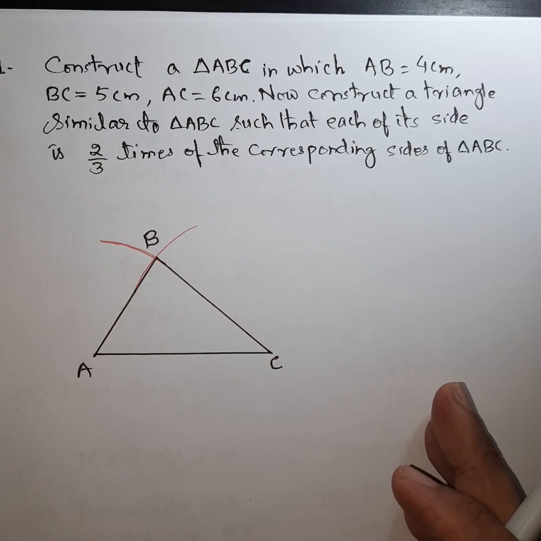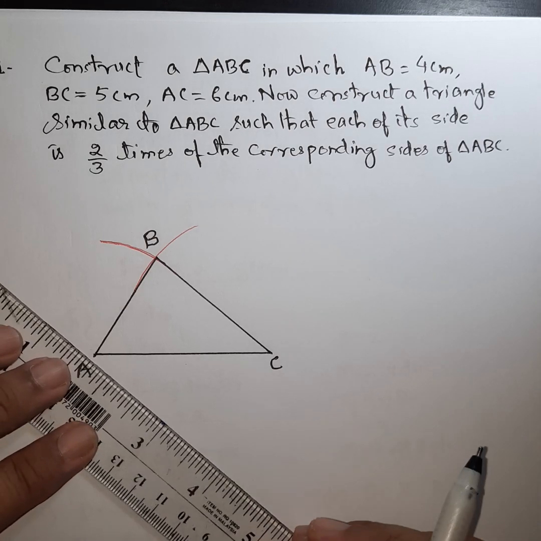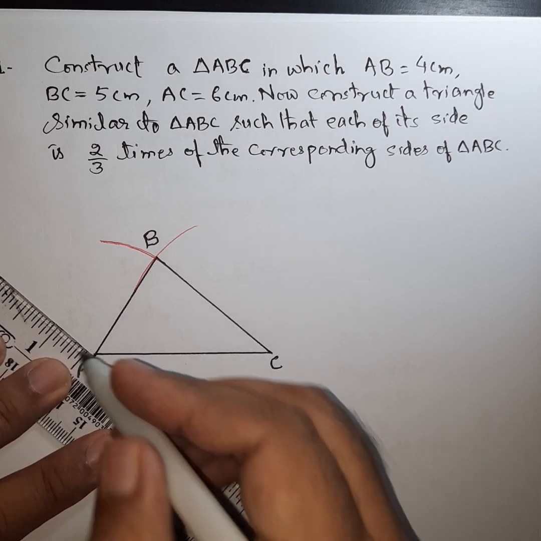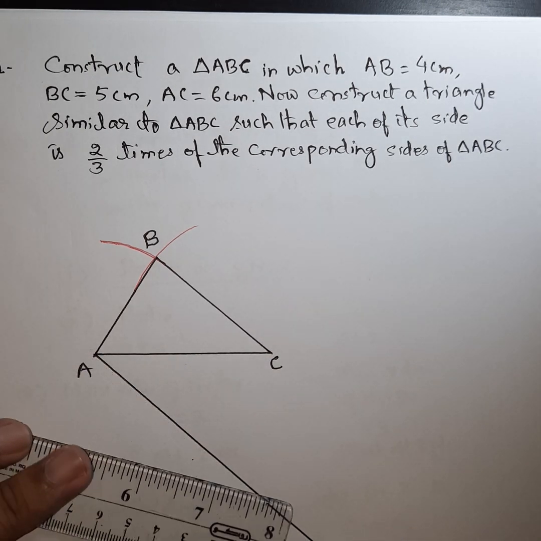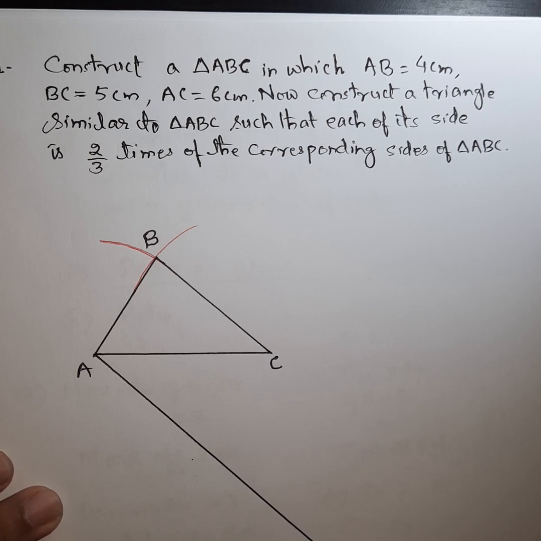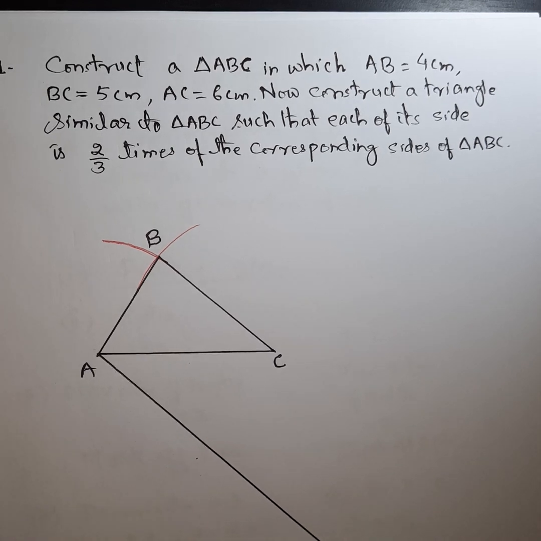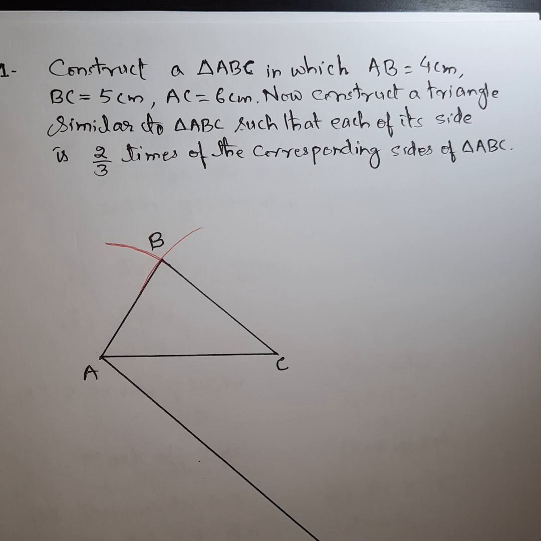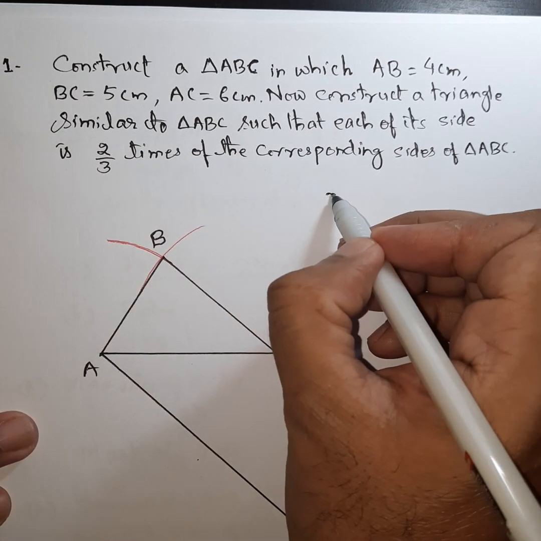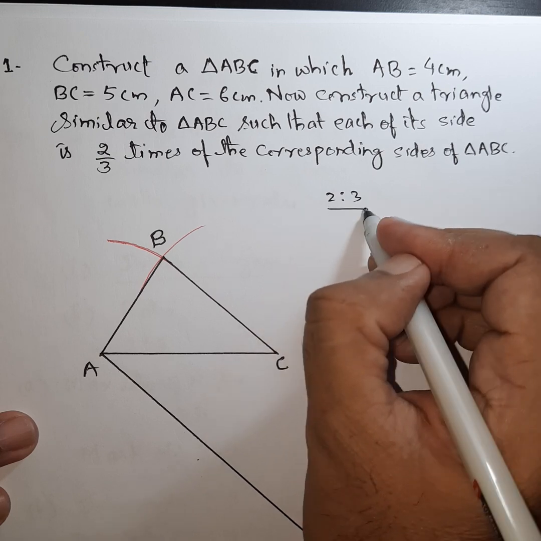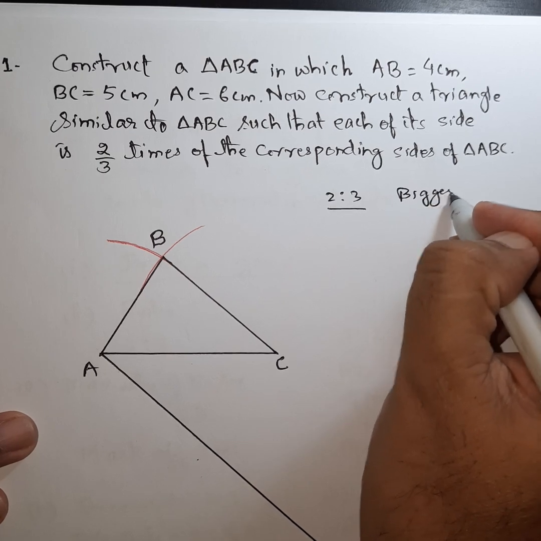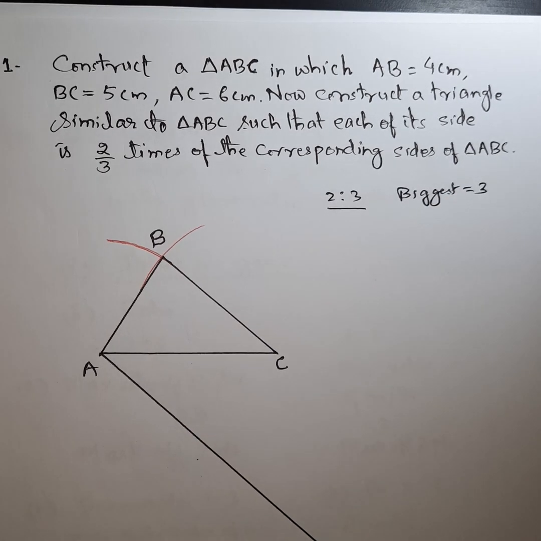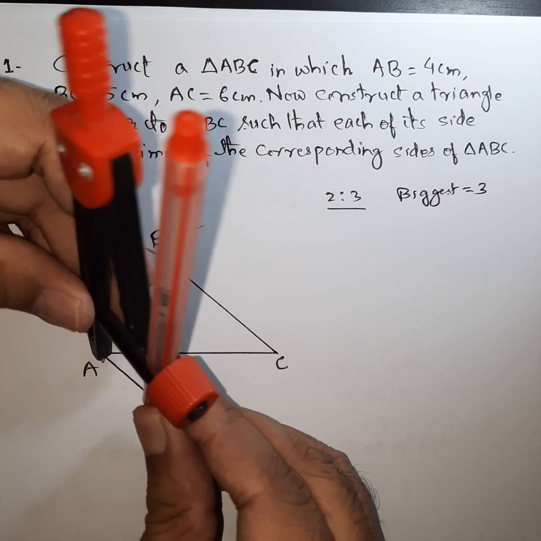Okay, now you have to draw a ray AX making an obtuse angle with the side AC. This is common in both types of constructions. But now, what is the ratio here? 2/3 times means 2:3 ratio. So the biggest number is 3. So we will divide this ray AX into 3 parts.